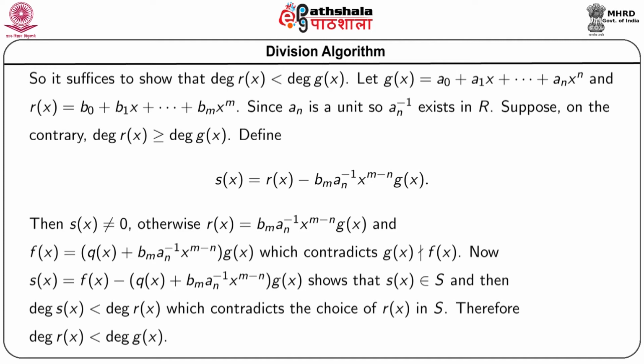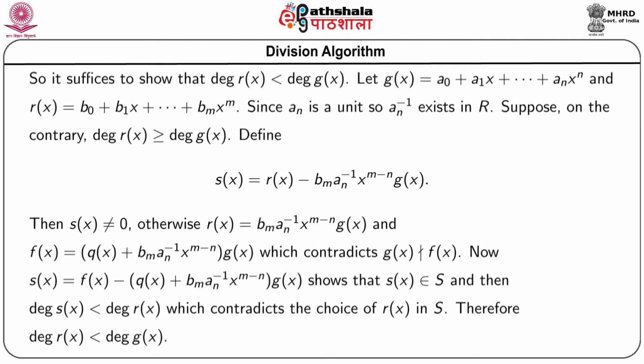polynomial S(x) equal to R(x) minus b_m into a_n inverse into x to the power m minus n into g(x). The motivation behind constructing S(x) in such a way is that the degree of S(x) becomes less than the degree of R(x). That is why we subtract the term b_m a_n inverse x to the power m minus n into g(x) from R(x), so that the leading term of R(x), that is b_m x to the power m, vanishes.